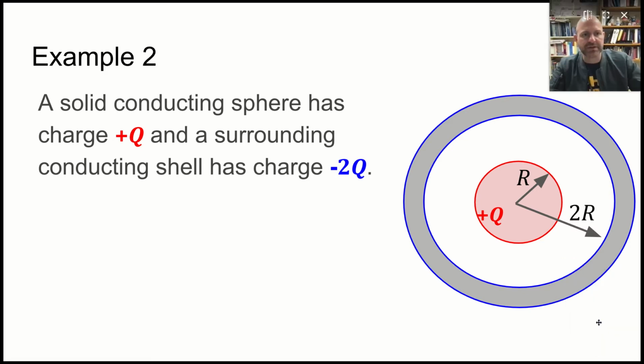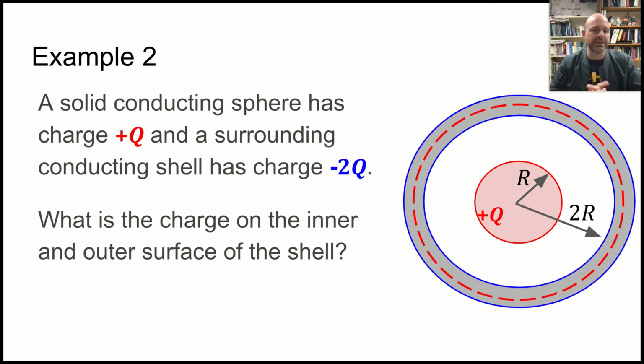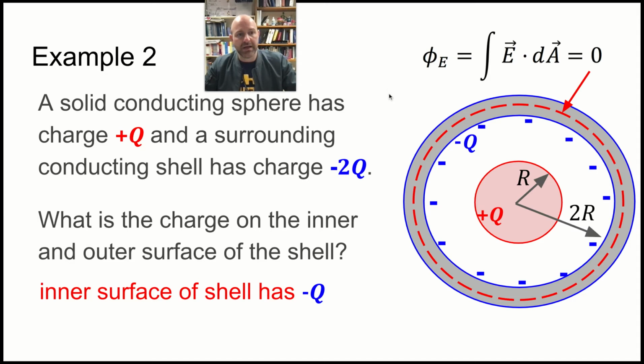So let's do another example. This time, I have a solid conducting sphere with a positive Q in the middle, and then I put around it a conducting sphere that is negatively charged at negative 2Q. So unlike the previous example where the shell was neutral, this one has to maintain a net charge of negative 2Q. So what needs to happen? Well, we know that inside the conductor, there still needs to be zero electric field, right? That's our criteria. So we draw that Gaussian surface dotted line. We know that Gauss's law says that needs to be zero and that we need to have no net charge. That means the inside surface needs to be a negative Q in order for that to enclose zero charge.